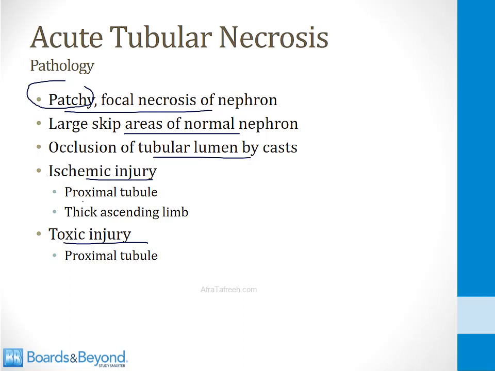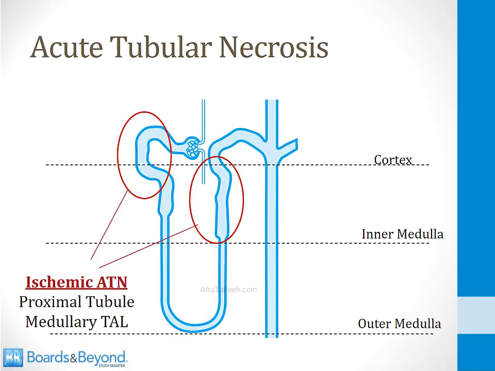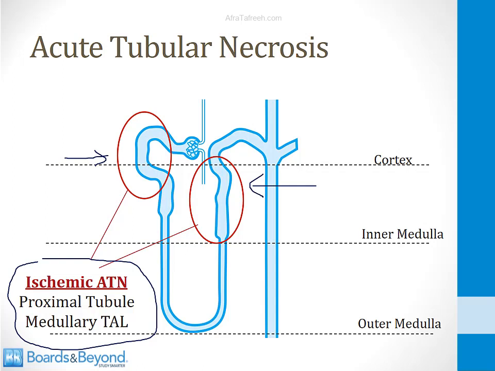Ischemic injury affects the proximal tubule and the thick ascending limb, while toxic injury affects only the proximal tubule. Here's a drawing of the nephron indicating the portions affected by ischemic ATN. So the idea here is that there are lots of sodium-potassium ATPases in the proximal tubule and in the thick ascending limb. So when there's ischemia and there's lack of oxygen, these are the areas of the nephron that are most affected.